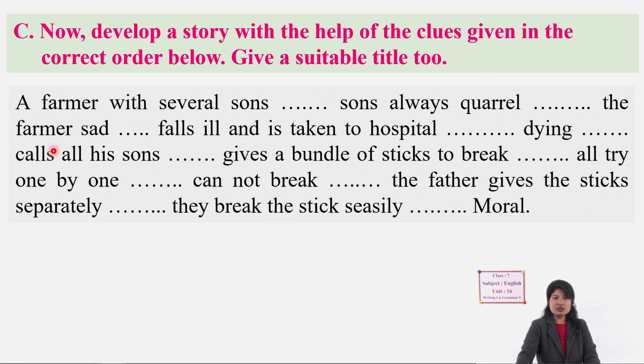So we have these clues: a farmer with several sons. Sons always quarrel. The farmer sits sad, falls ill and is taken to hospital. Dying, he calls all his sons and gives a bundle of sticks to break. Finally, after completing the story, we have to give a moral as well, along with the title. In your examination you are usually given such a skeleton, and I have found that most of you just fill up these gaps. This is not the task to be done. We have to write this as an extended story.